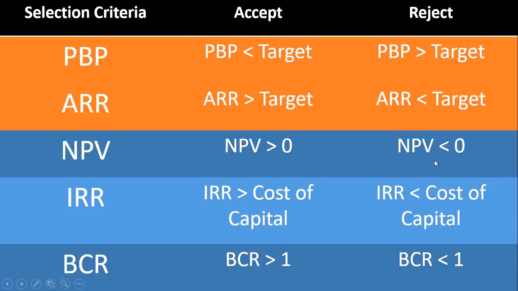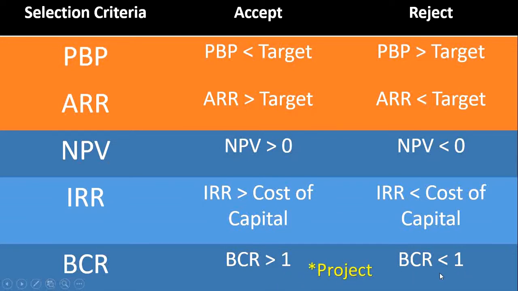Okay, IRR. IRR's full form is internal rate of return. You should accept the project when IRR is greater than the cost of capital, and you should reject the project when IRR is less than the cost of capital. Fine. Now let's move forward to the last selection criteria, which is BCR. BCR's full form is benefit cost ratio. You should accept when BCR is greater than 1, and you should reject when it is less than 1.